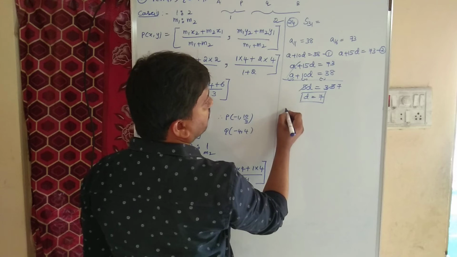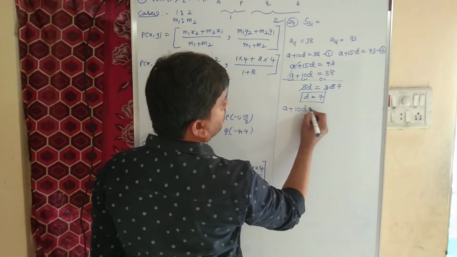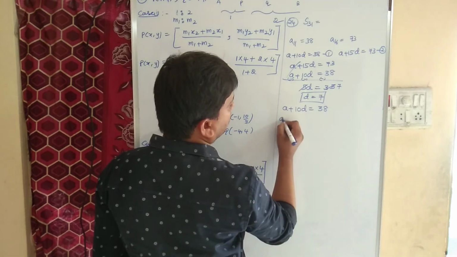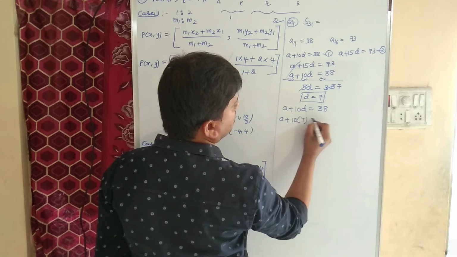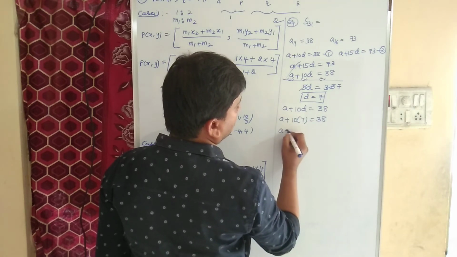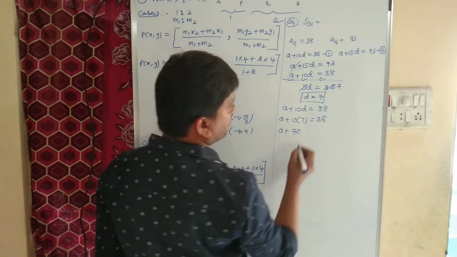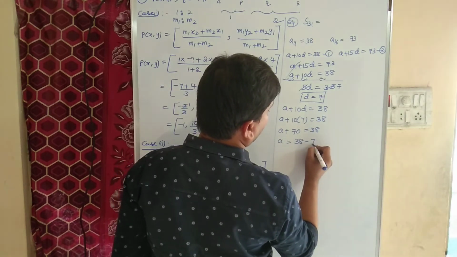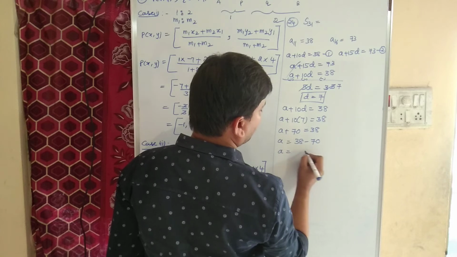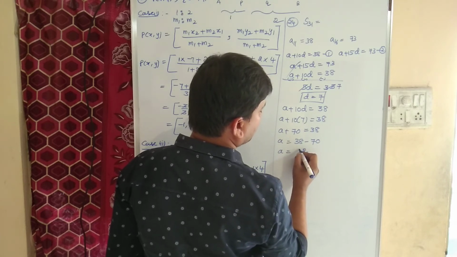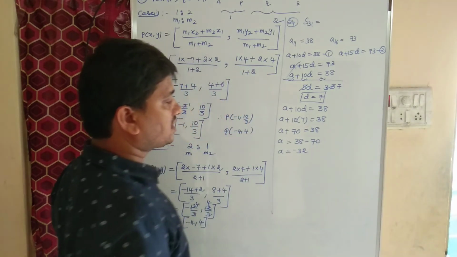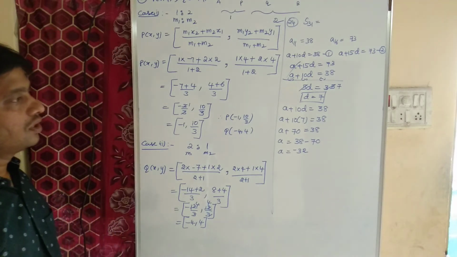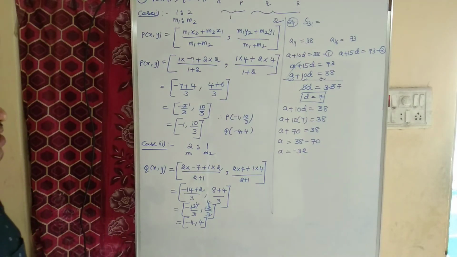Substitute d equal to 7 in equation number 1. As equation number 1, a plus 10d equal to 38. a plus 10 into d value 7 equal to 38. a plus 10 times 7 is 70 equal to 38. a equal to 38 minus 70, that is equal to minus 32. a value is minus 32. Now actually they are asking to find the sum of 31 terms.